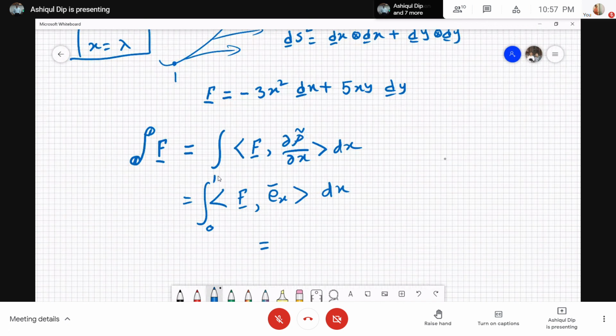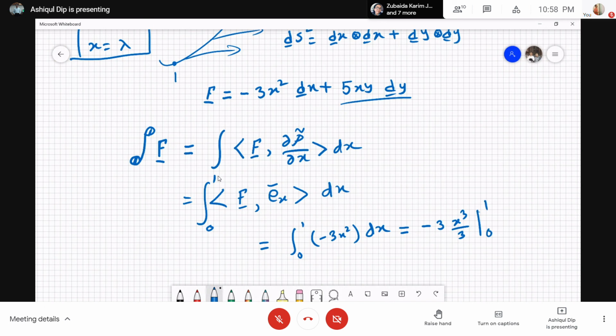What's the piercing of F and ex? It's Fx, just remove that part. So minus 3x squared. So the integral from 0 up to 1 of minus 3x squared dx. What do you get? Minus 3 x cubed divided by 3, which is basically negative 1. I think that's the correct answer. So that's how you do a line integral using exterior calculus.